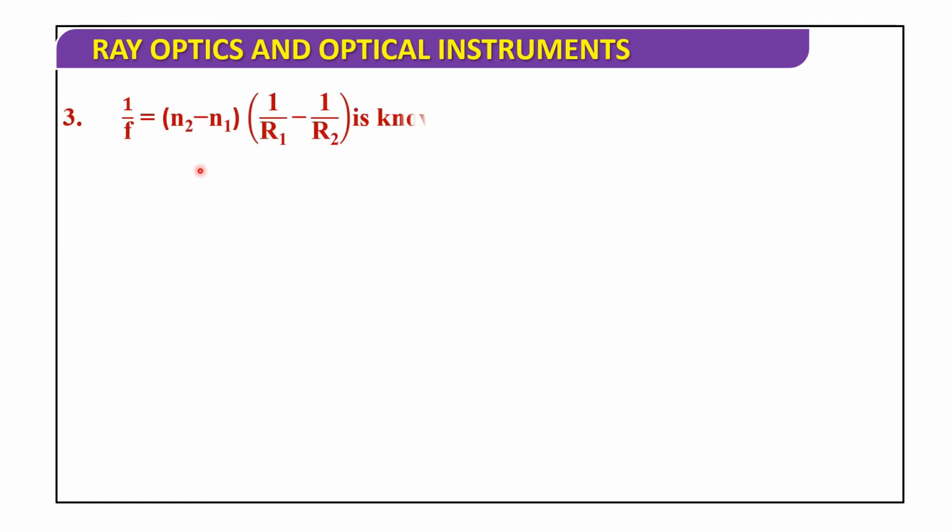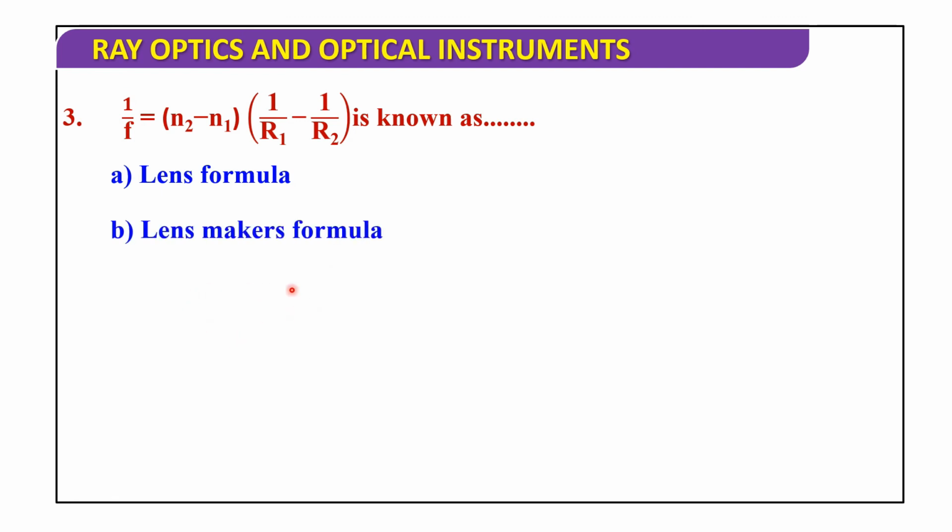1 by f is equal to n2 minus n1 of 1 by R1 minus 1 by R2 is known as: lens formula, lens maker's formula, both A and B, none of these. So this is known as the lens maker's formula.